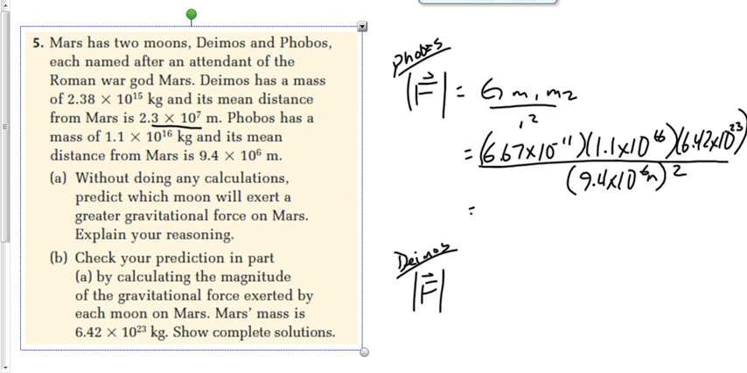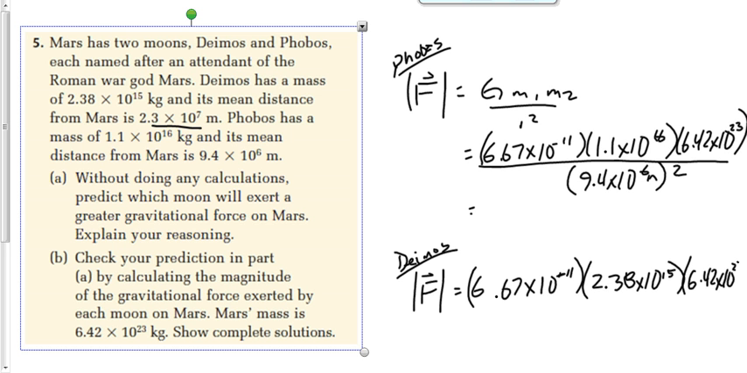Same equation, G m1 m2 over r squared, but this time our mass is a little bit different, and so is our distance. 6.67 times 10 to the minus 11 times the mass of this moon, 2.38 times 10 to the 15, times the mass 2, which is the mass of Mars again, 6.42 times 10 to the 23, divided by the distance, 2.3 times 10 to the 7. And again, don't forget to square it.